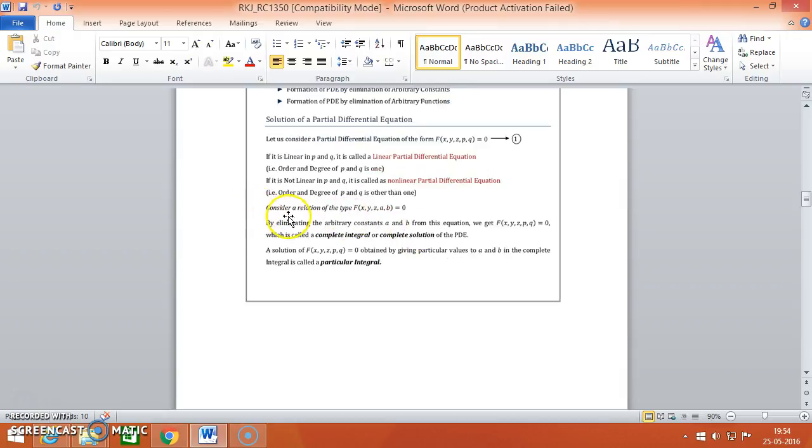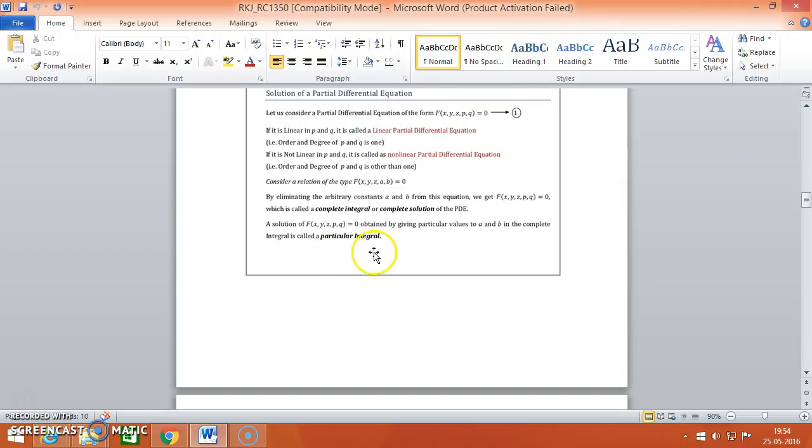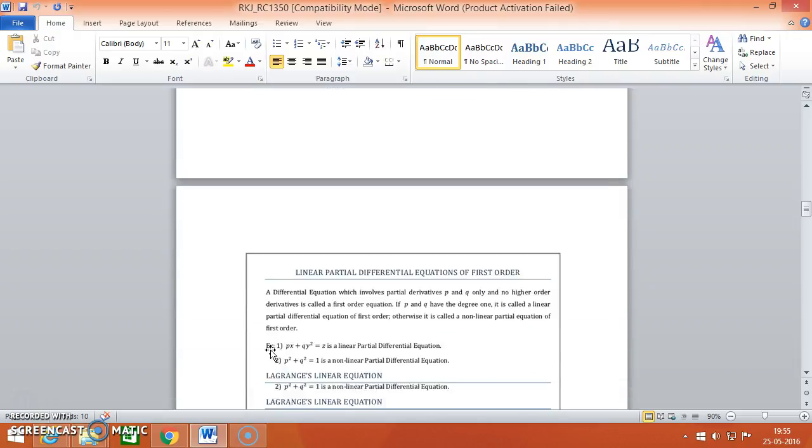Now we consider a relation of the type f of x, y, z, a, b equal to 0. Then by eliminating the arbitrary constants a and b, we form partial differential equation of the form f of x, y, z, p, q equal to 0, which is called a complete integral or complete solution of the PDE. A solution of f of x, y, z, p, q equal to 0 we obtain by giving some particular values to a and b in the complete integral. It is called particular integral.